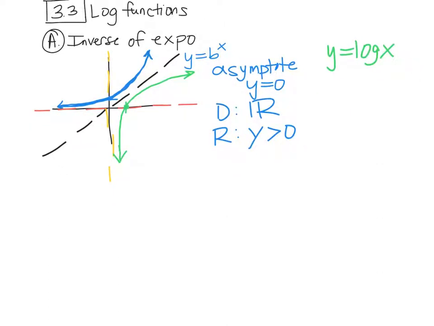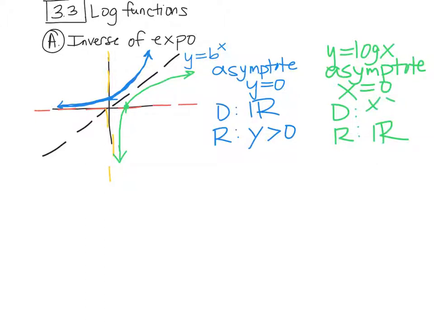The asymptote, everything gets switched here. Instead of y equals 0, it's now x equals 0. Domain and range also get switched. The domain was all real numbers for the exponential, and that moves over to the range, which is now all real numbers. The range was y is greater than 0, so now the domain is x is greater than 0. So the domain's restricted here. You can't take the log of anything you want. You can't take the log of negative 10. You can't take the log of 0. But you can take the log of positive numbers.